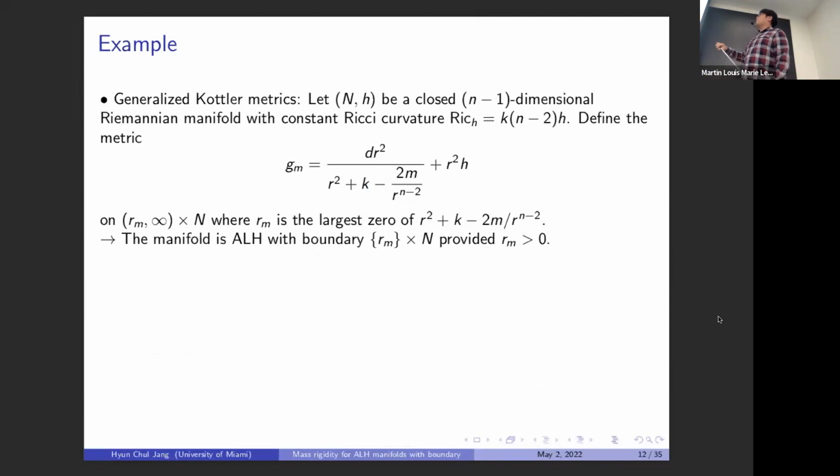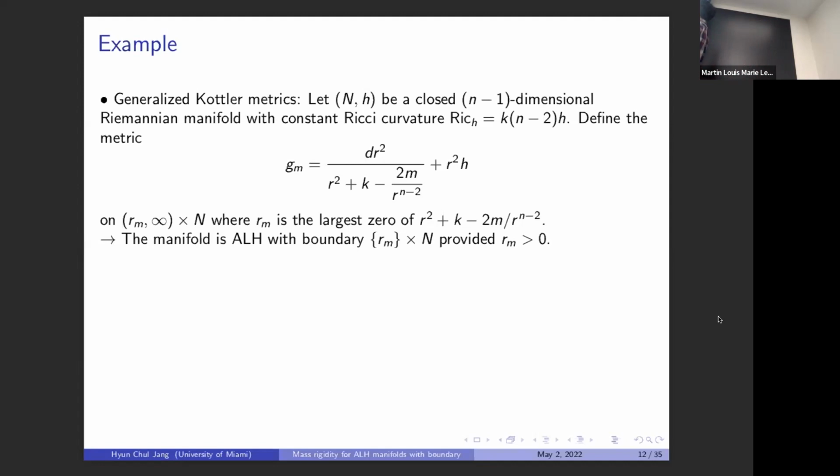This is one non-trivial example of an ALH manifold. It's called the generalized Kottler metric. Here we fix the slice N_H metric as a constant Ricci curvature metric. Then we can define the metric with a slightly different denominator function there, okay?